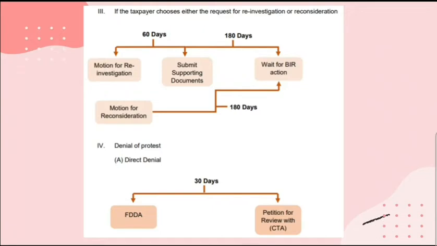In the fourth step, the request can be denied, and there are two ways to deny the protest of the taxpayer, and these are direct and indirect denial. In case of direct denial, the taxpayer must file an appeal with the Court of Tax Appeals Division within 30 days from the receipt of the formal letter of denial.